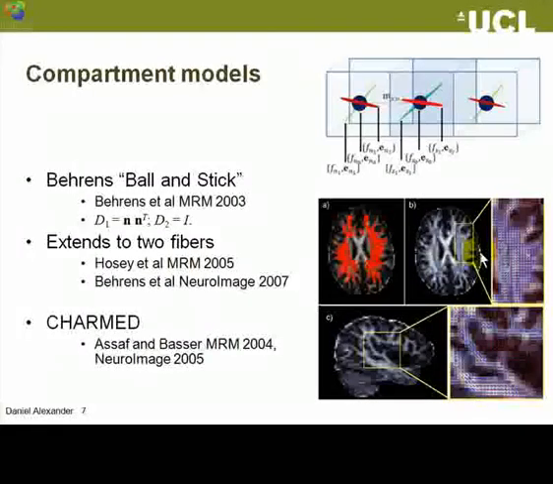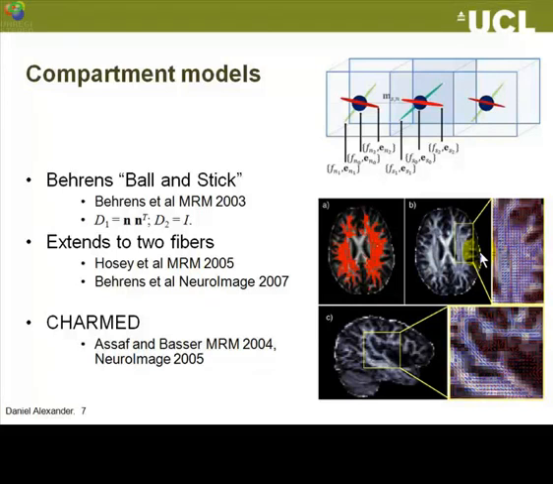Related ideas: compartment models. The simplest one of these is probably Behrens' ball and stick model. This is the model that underlies the probabilistic tracking in the FSL package. It's a very simple model. It assumes two different populations of water within white matter: some not next to the fibres or outside the fibres, where diffusion is assumed isotropic, and another population inside the fibres, where diffusion is considered perfectly anisotropic, and then the overall signal is the sum of those two. I mention it here because it extends easily to multiple fibres. We can just include multiple stick compartments.